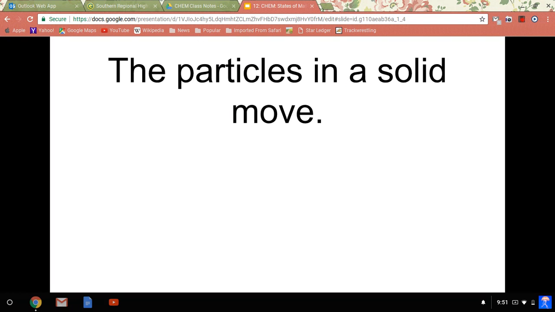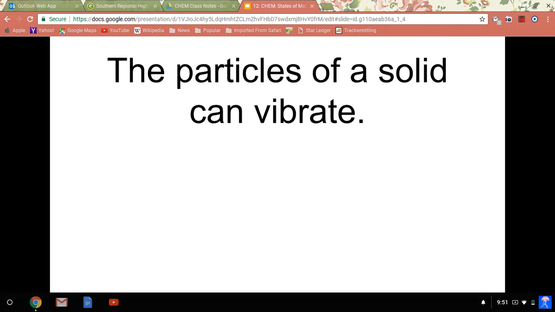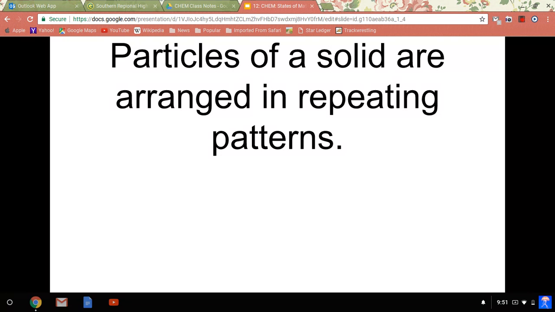The particles in a solid move. This is true. We're going to be talking about this more in just a little bit. The particles of a solid can vibrate. So if they can move, then they can vibrate, and that's actually a more accurate descriptor of what they do. So also true.